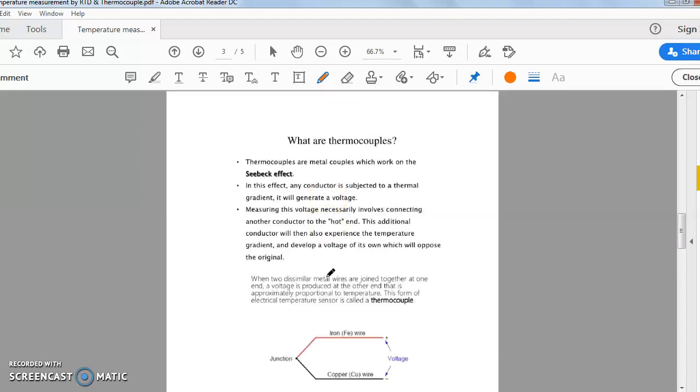What are thermocouples? Thermocouples are basically metal couples which work on the Seebeck effect. Seebeck effect, Peltier effect, in basic physics you all know. So this works on the principle of the Seebeck effect. In this effect, any conductor subjected to a thermal gradient will generate a voltage. Measuring this voltage necessarily involves connecting another conductor at the hot end. This additional conductor will also experience a temperature gradient and develop a voltage of its own, which will oppose the original.